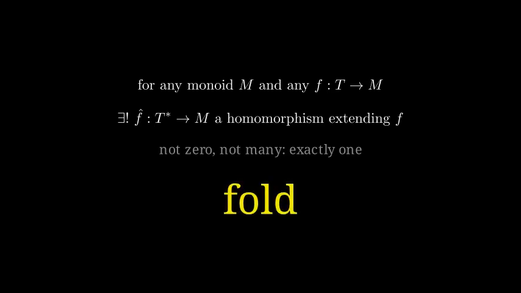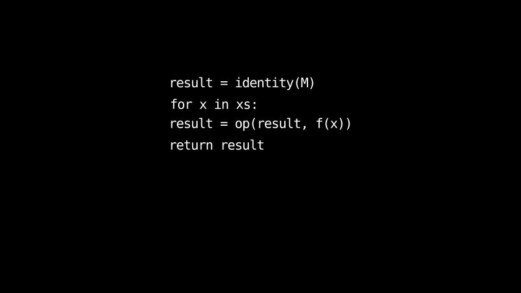And that unique homomorphism has a name you already know. It is fold. Here is fold written as algebra. Start the result at the identity of the target monoid. Walk the list, and for each element x, combine the running result with f of x using the monoid operation. So folding f over the list A, B, C works out left to right. First combine f of A with f of B. Then combine that result with f of C.